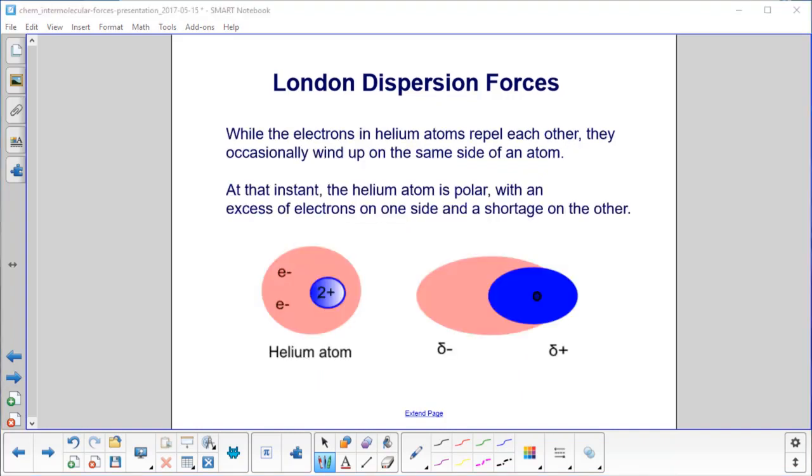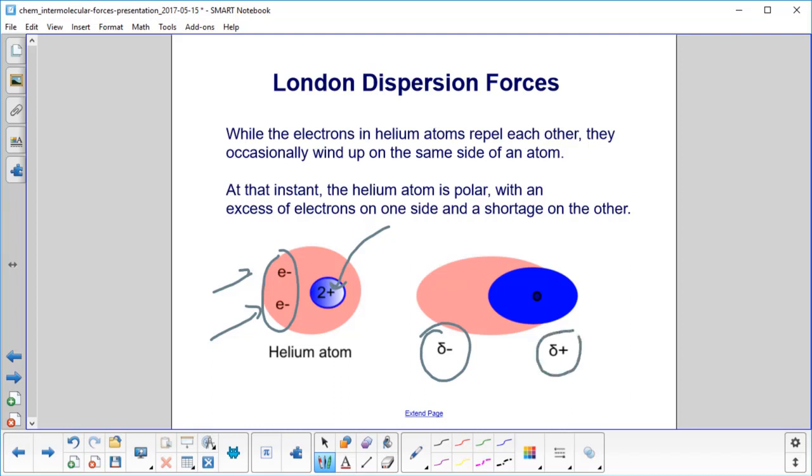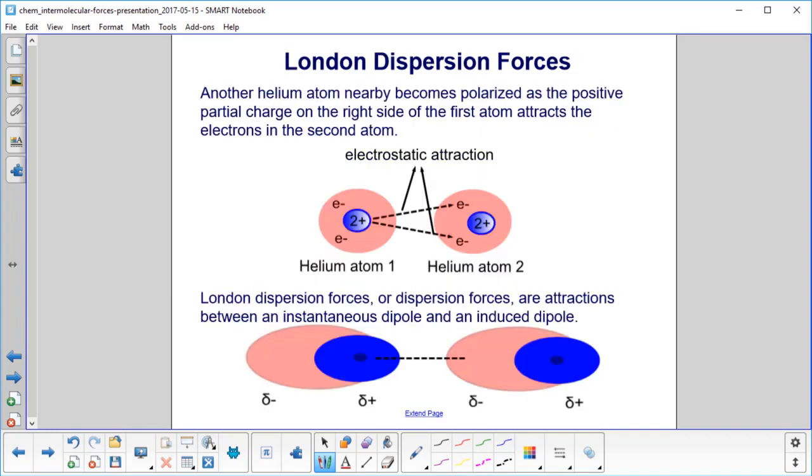Let's see what happens with helium. It has two electrons, and you can see the two electrons back there, and then the 2 plus right there. That, of course, is your nucleus. Normally the electrons repel each other, but every now and again they wind up on the same side. So that's going to give us a partial negative charge on the left, and a partial positive charge on the right. So we have a polar atom, we have an excess of electrons on one side, and a shortage on the other. Let's bring in a second helium atom over here.